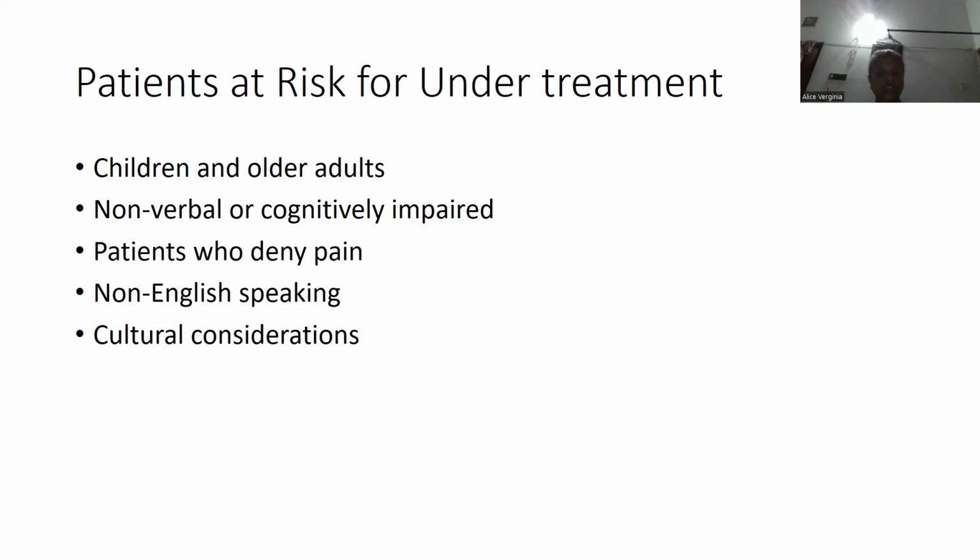Patients at risk for undertreatment are children and older adults. They are at risk because usually when children complain, they don't complain of pain because of the fear of getting an injection. And of course, older adults also. Non-verbal people who are not able to express their pain verbally. Patients who deny pain: sometimes you must have seen someone walking like this with pain, and if you ask if there is pain, they will say no.